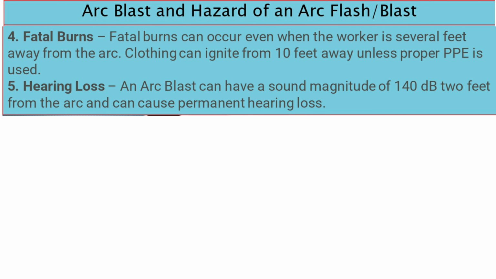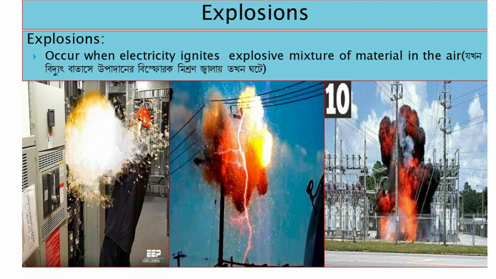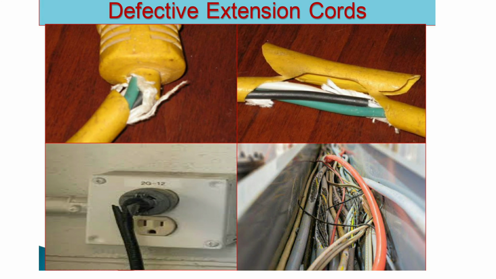Hearing loss: an arc blast can have a sound magnitude of 140 dB 2 feet from the arc, and can cause permanent hearing loss. Fire: most result from problems with fixed wiring. Problems with cords, plugs, receptacles, and switches also cause electrical fires. Fire explosions occur when electricity ignites an explosive mixture of material in the air. Defective extension cords.